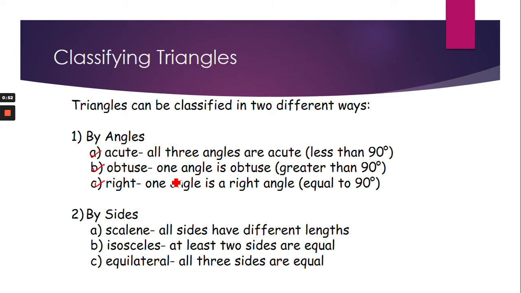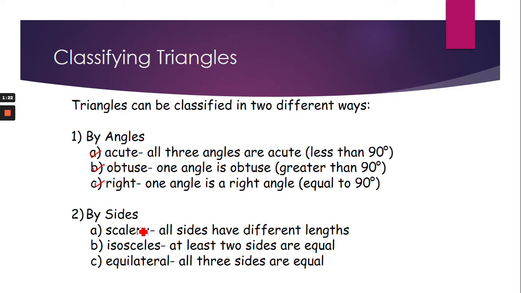An obtuse triangle is when one of the three angles is greater than 90 degrees. So one of the angles should be greater than 90 degrees. That is an obtuse triangle. A right triangle is when one of the angles is exactly 90 degrees. That is a right triangle.